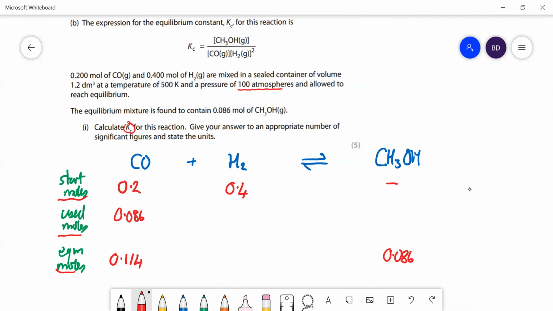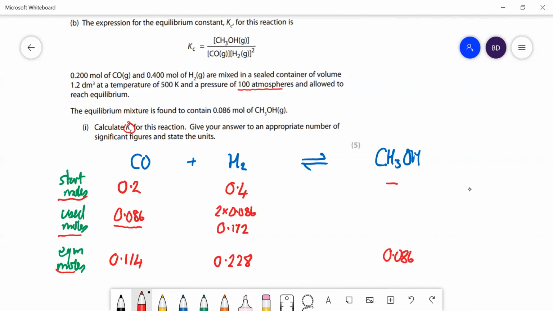If we've used up 0.086 of that, we've used up double the amount of hydrogen. So the amount of hydrogen used is 2 times 0.086, which is equal to 0.172. The amount of hydrogen left over is 0.4 minus 0.172, that gives you 0.228. So we've now got the equilibrium moles.